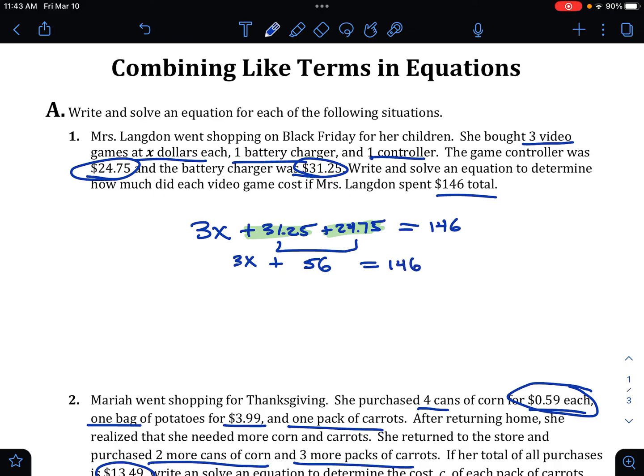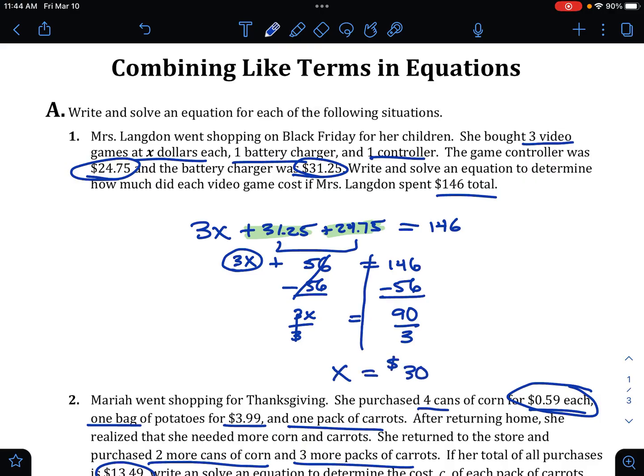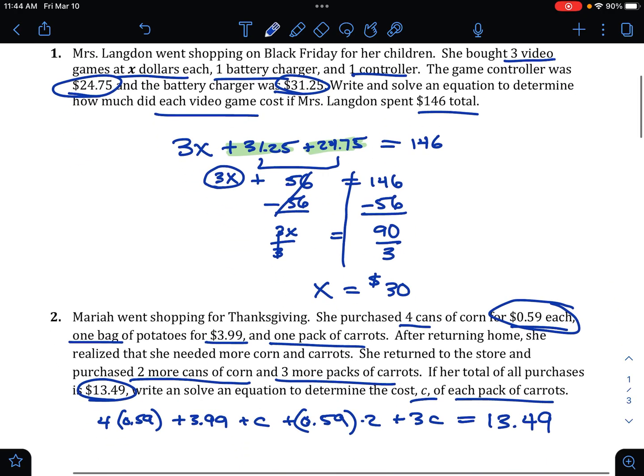Then what kind of equation is this? This is a 2-step. The nice thing about complicated equations is they always come back to what we're familiar with, which is a 2-step. So from here we do our 2 steps. Draw the line, circle your variable. I'm going to do minus 56 to get rid of the plus 56. This gives me 90 equaling 3x. Then divide both sides by 3, and we get our answer, $30. That's how much each video game costs.